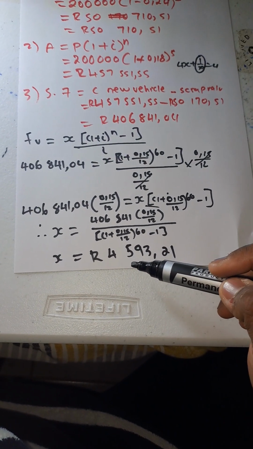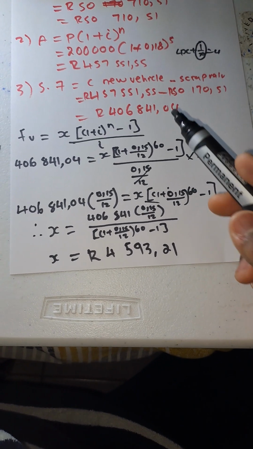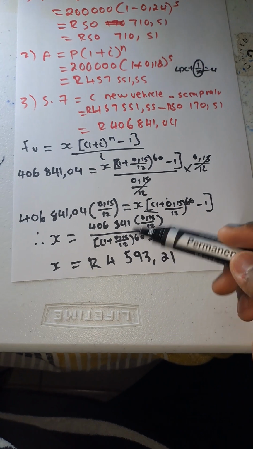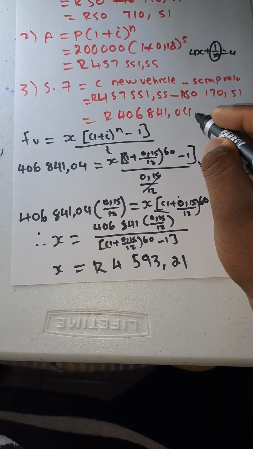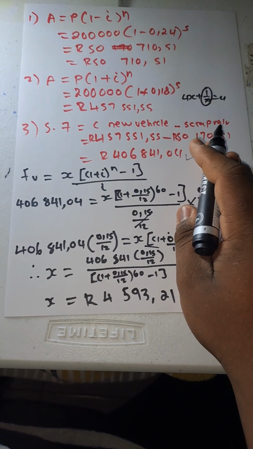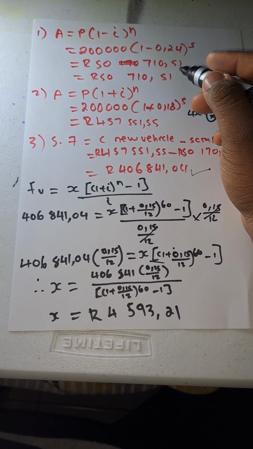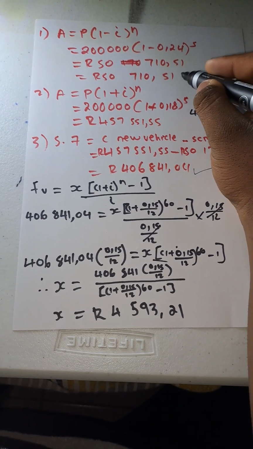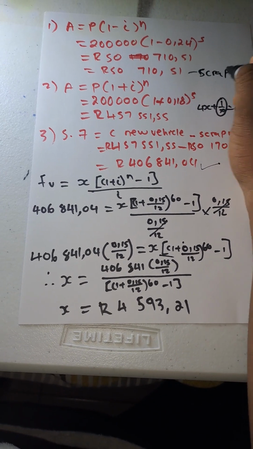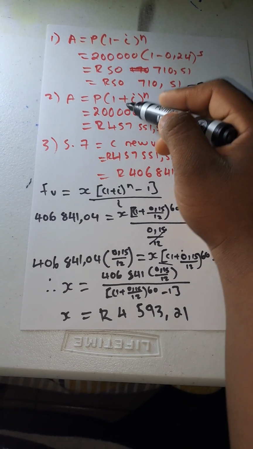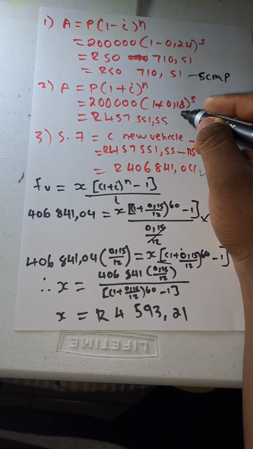This is the amount that the guy must save, or put in the sinking fund every month, to get this amount in the future. Now a question: we are required to calculate the amount of the current vehicle after 5 years. This is the scrap value. It is depreciated, right? The second question, they asked us to calculate the amount of a brand new car.